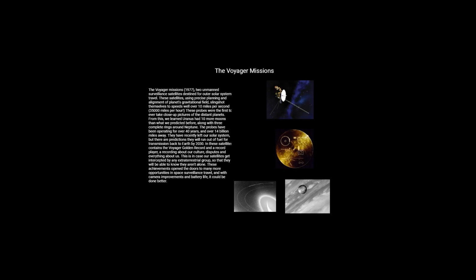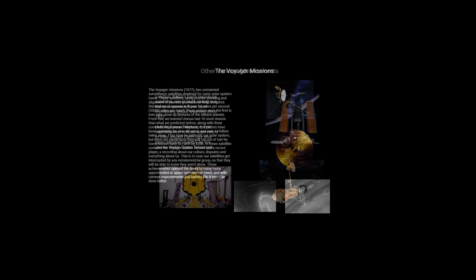They have recently left our solar system, but there are predictions they will run out of fuel for transmission back to Earth by 2030. These satellites contain the Voyager Golden Record and a record player, a recording about our culture, disputes, and everything about us. This is in case our satellites get intercepted by any extraterrestrial group, so that they will be able to know that they aren't alone. These achievements open the doors to many more opportunities in space surveillance travel, and with camera improvements and battery life, it could be done better.